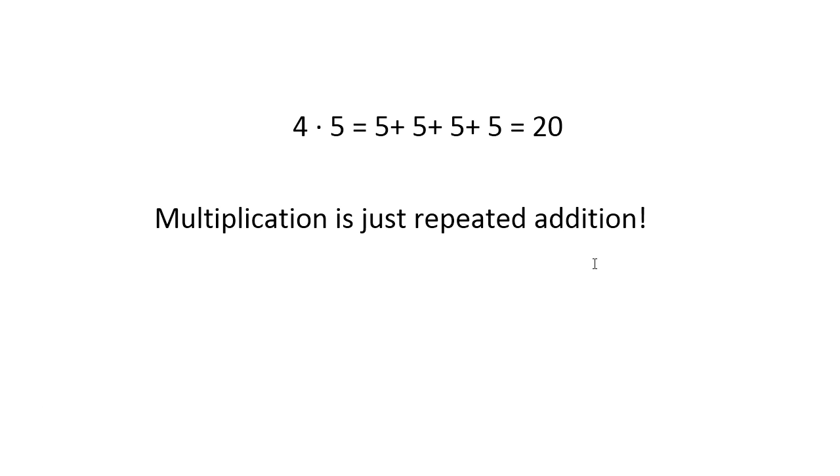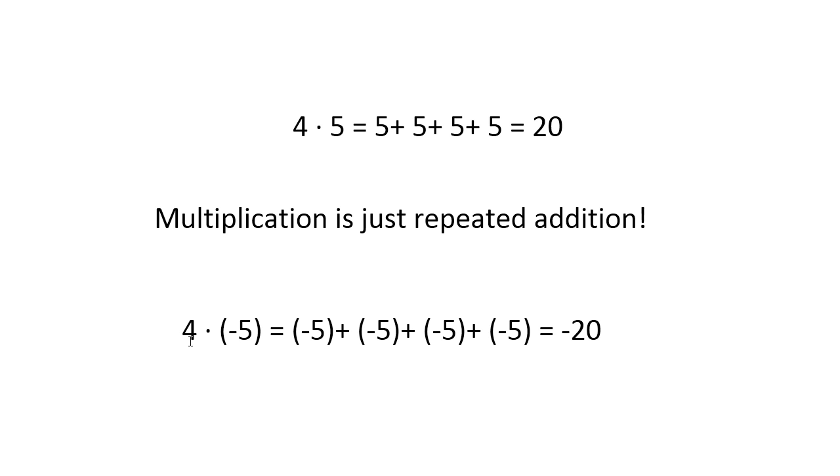Now let's take a look at how that might affect our problem if we have a negative number involved. 4 times negative 5 means I have negative 5 being added 4 times. And we know from our study of adding integers that when I add 4 integers and they all have the same sign, I add the absolute values and get 20, and then my answer is negative.